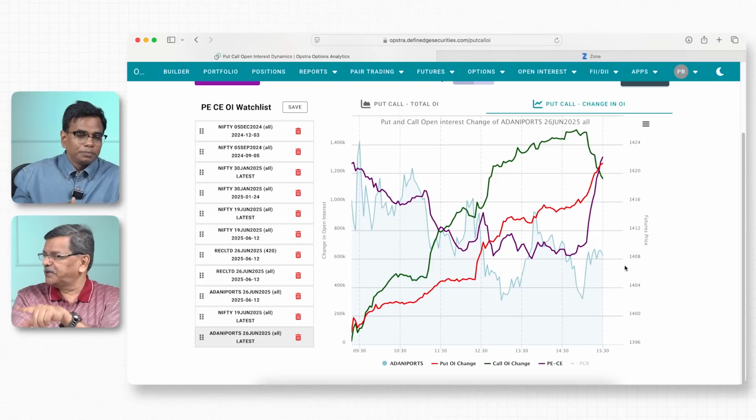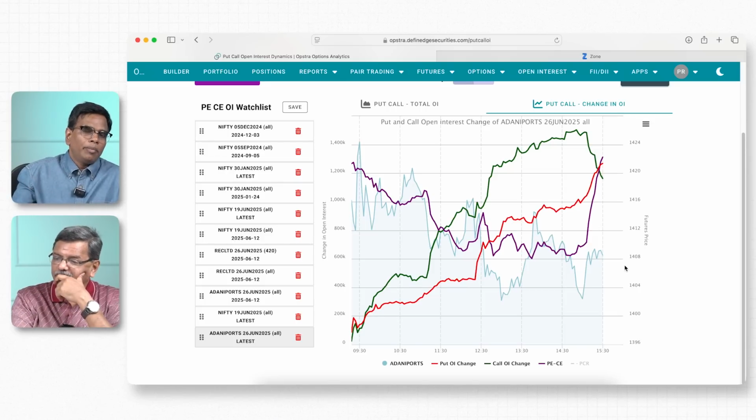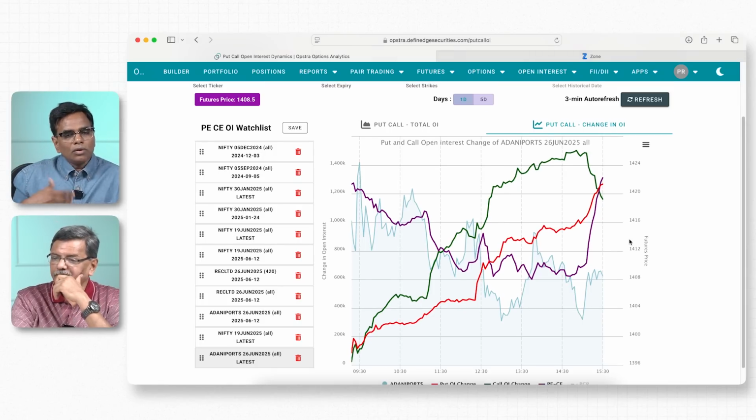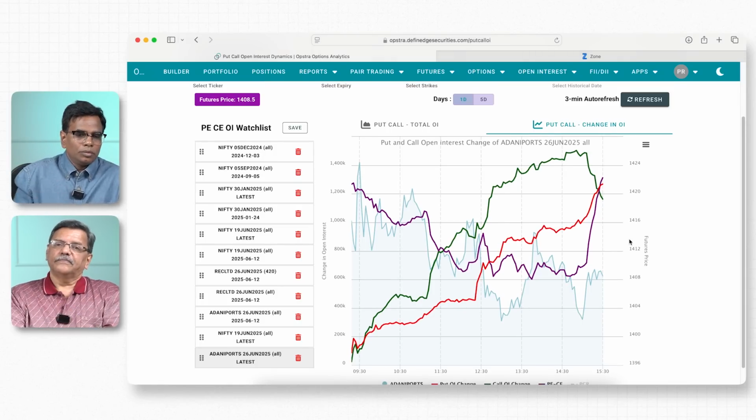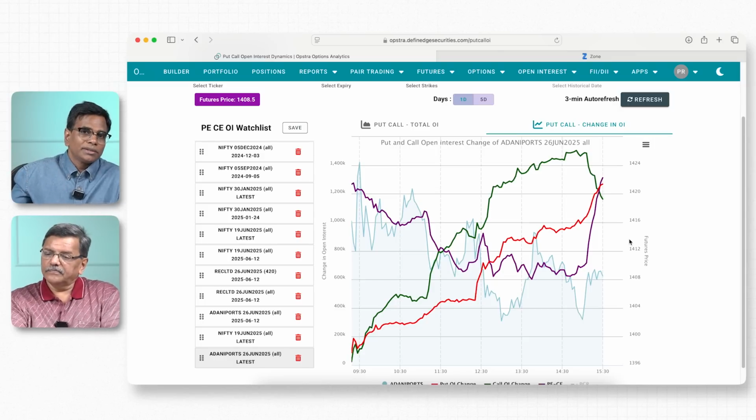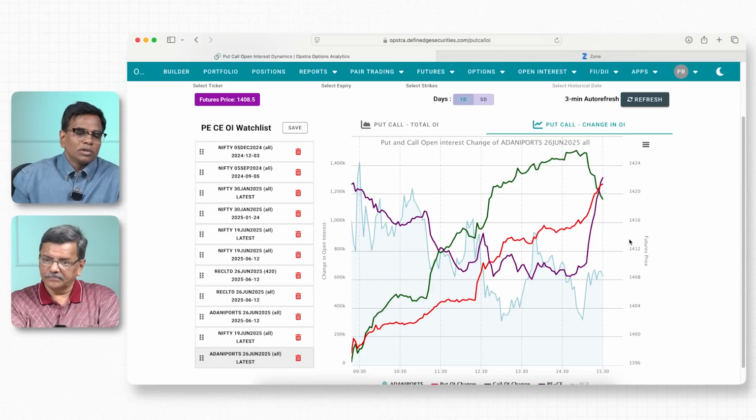So this is advance notice also. What might happen on Monday? We don't know, but we'll see whether this will continue or whether it will be bullish or not. We'll see on Monday. So that's how we can interpret this put and call OI dynamics, because it's very dynamic, and that's why I call it dynamics.